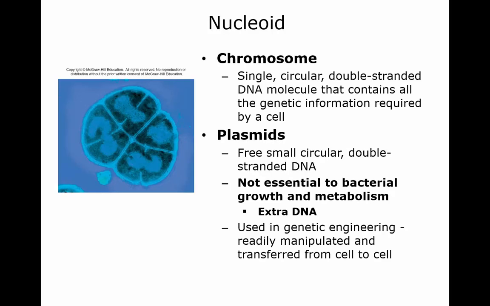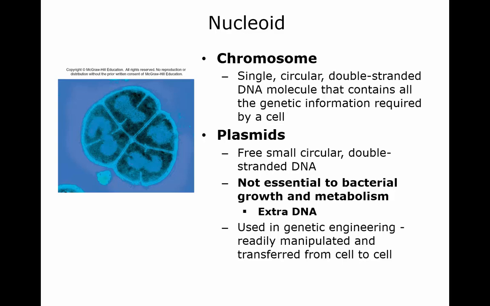The nucleoid is the area that contains the chromosome. And in bacterial cells, it's a single circular double-stranded DNA molecule. It contains all the genetic information of the cell.